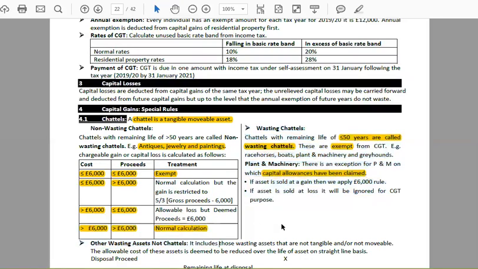Whenever you are going to sell plant and machinery, you need to consider the cost and the selling price, and you need to calculate the gain or loss accordingly. So if we have sold plant and machinery at a gain, then we will apply the £6,000 rule. Alternatively, if we have sold the plant and machinery at a loss, then we will ignore it.